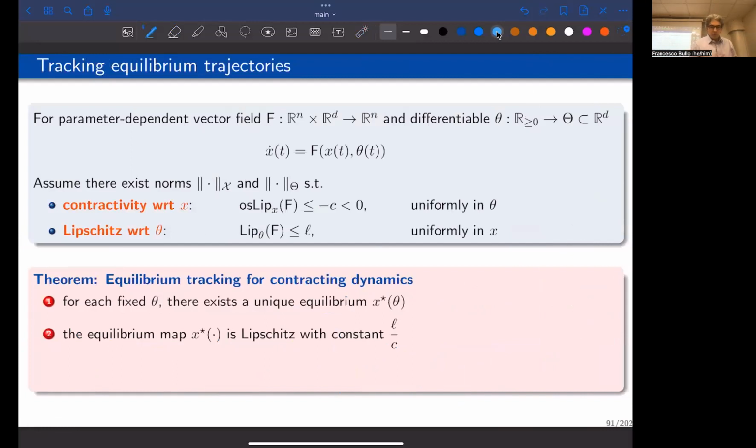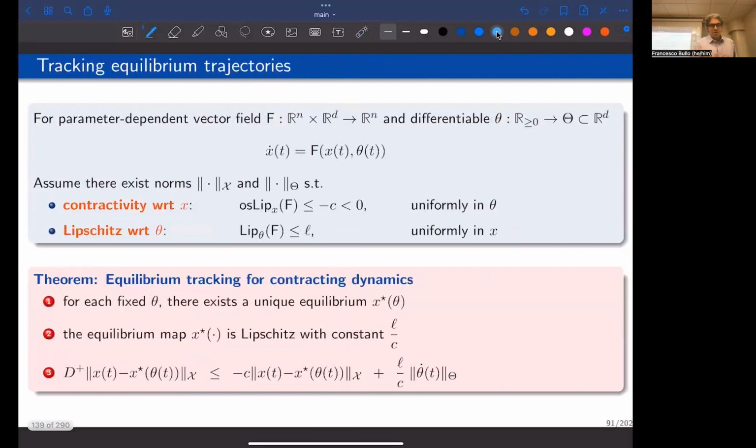But then again, really, I'm not interested in that map. I'm interested in the map from t all the way to x star of theta of t. So what's the Lipschitz constant of this map, which is not the same as that? That's another question that will have to be answered at some point in time.